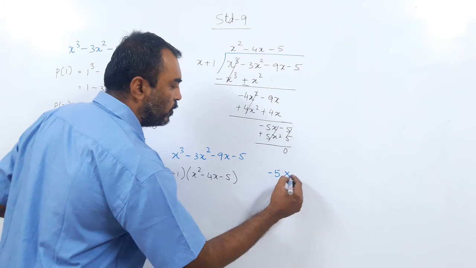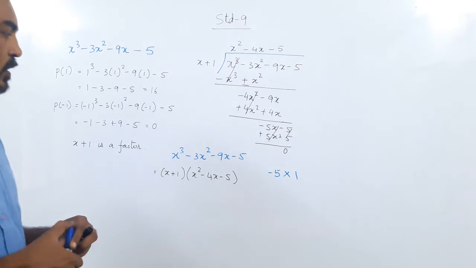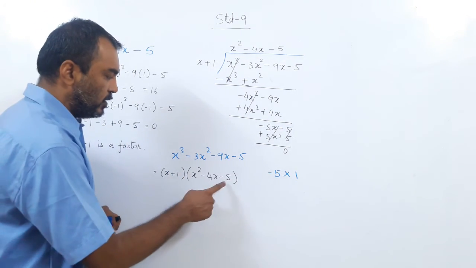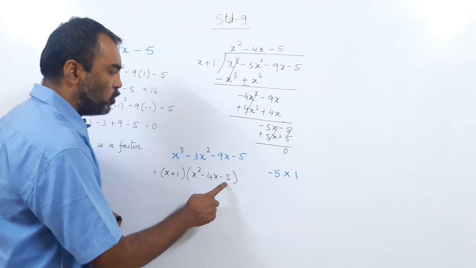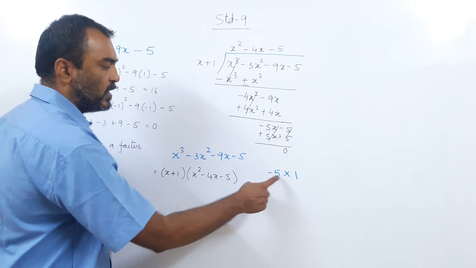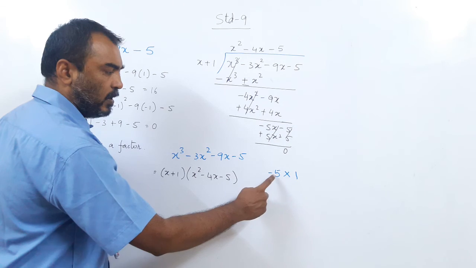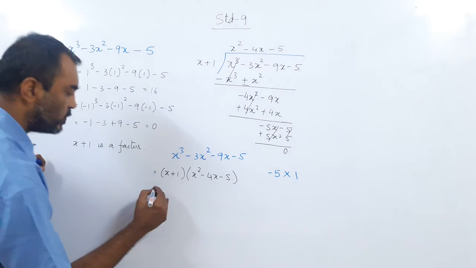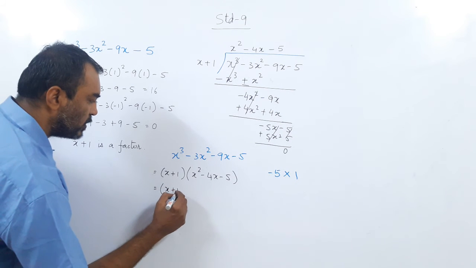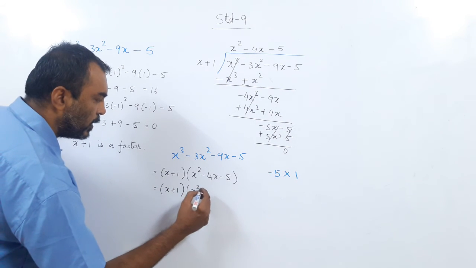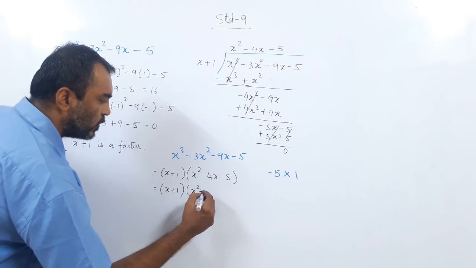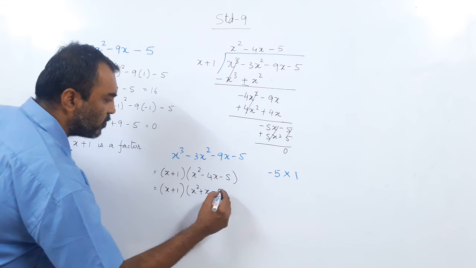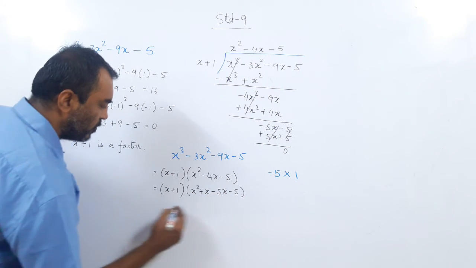Minus 5 into 1, because A is 1, C is minus 5. So 1 into minus 5 is minus 5. Now minus 5 into 1 is minus 5. Minus 5 plus 1 is minus 4. So this breaks up into x plus 1, x square plus x minus 5x minus 5.